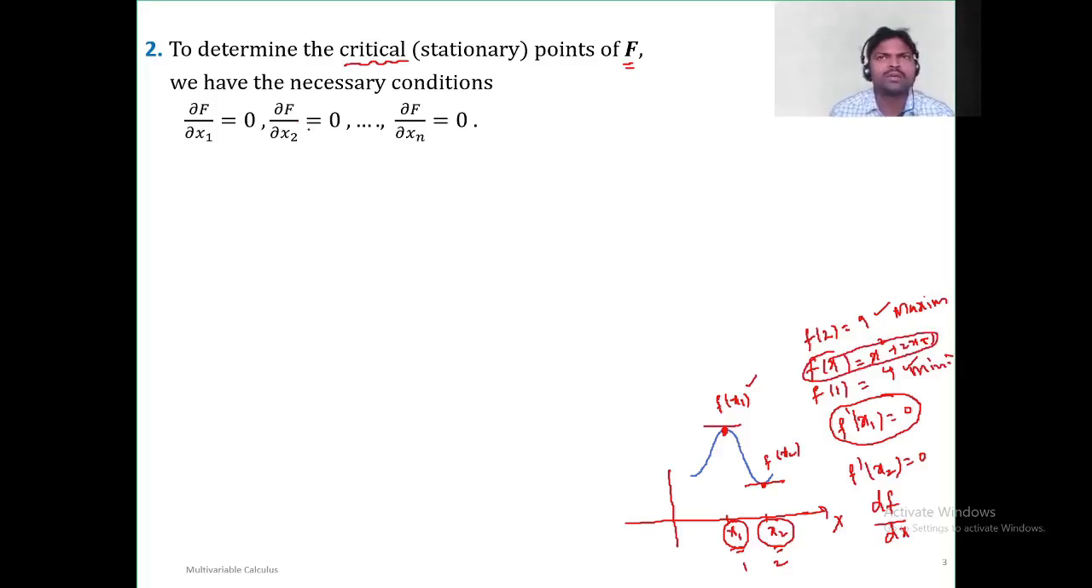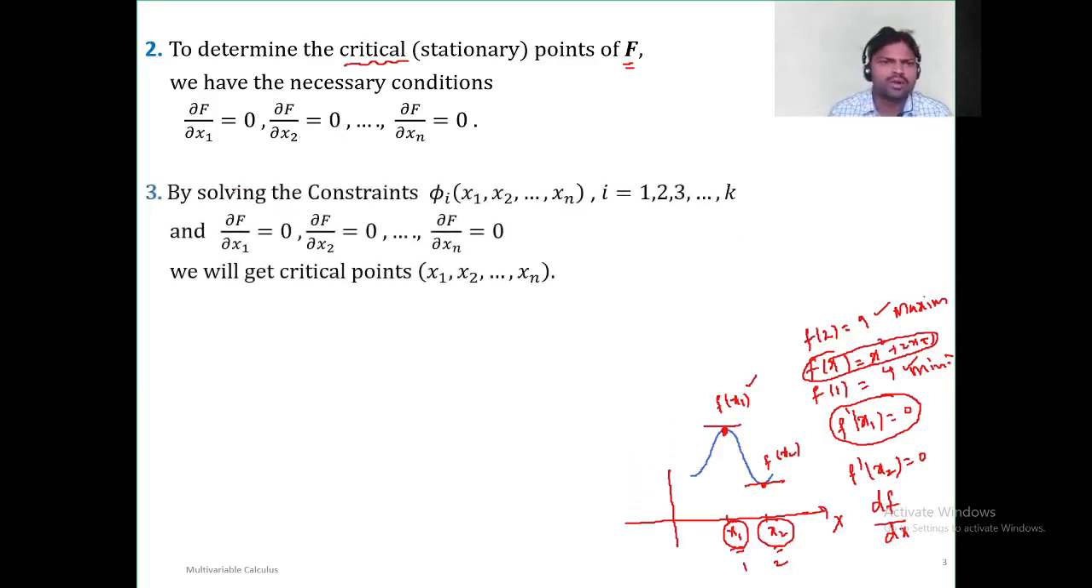After getting the critical points, we have to substitute back in the function so that we will get the function values. In that we will collect the maximum one, that is the maximum of the function. Then collect the minimum one, that is the minimum of the function. So that is the ideology. Okay. So critical points can be obtained by these necessary conditions.